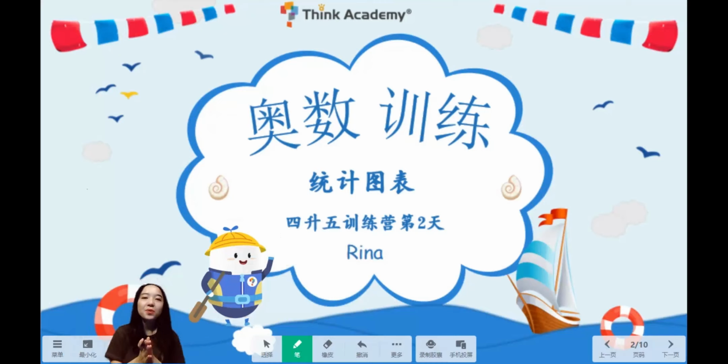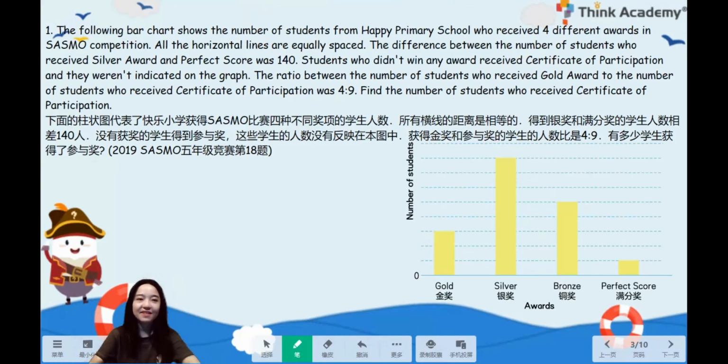Hello, everyone. Welcome to today's Olympiad math training. So today we mainly discuss the statistical bar, which is the bar graph. Now let's see what is the question we are going to solve today.